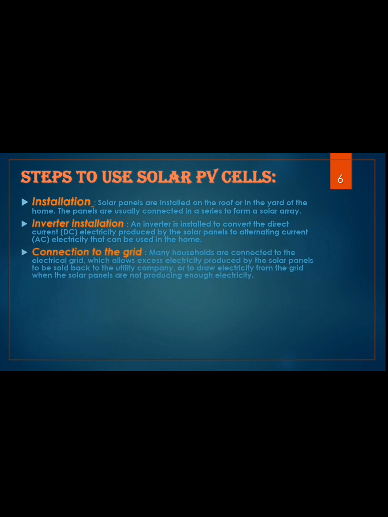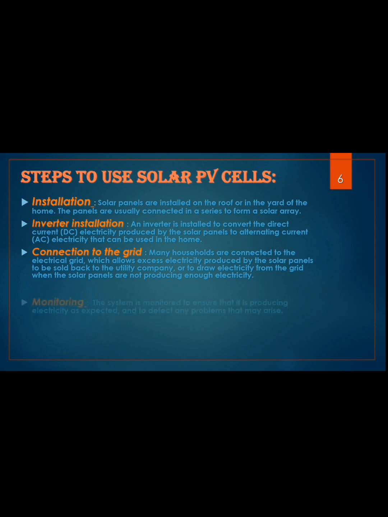Then step number 3, connection to the grid. A grid connection means the connection between the PV system and the relevant distribution network governed by the connection agreement. And the electricity produced by the solar PV cells is sold back to the utility company and that can be utilized by the government company.